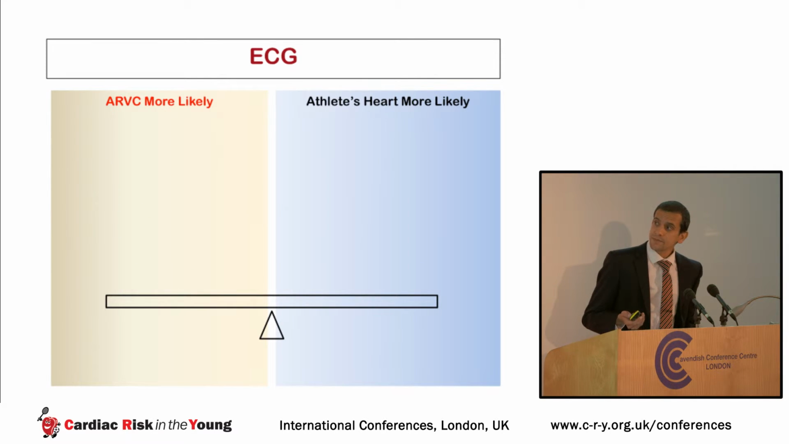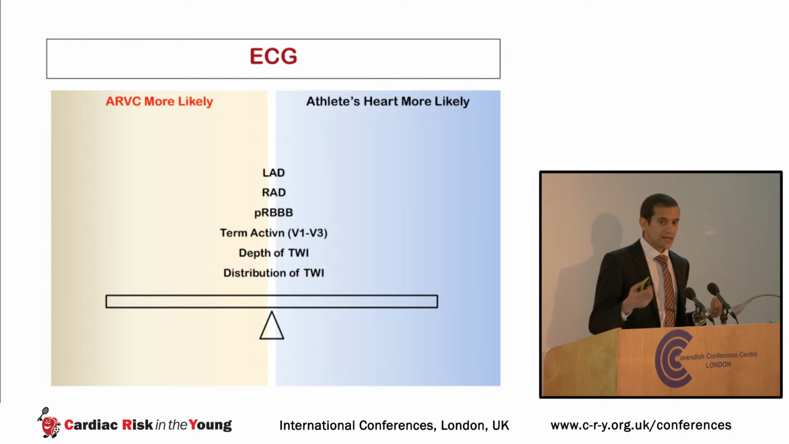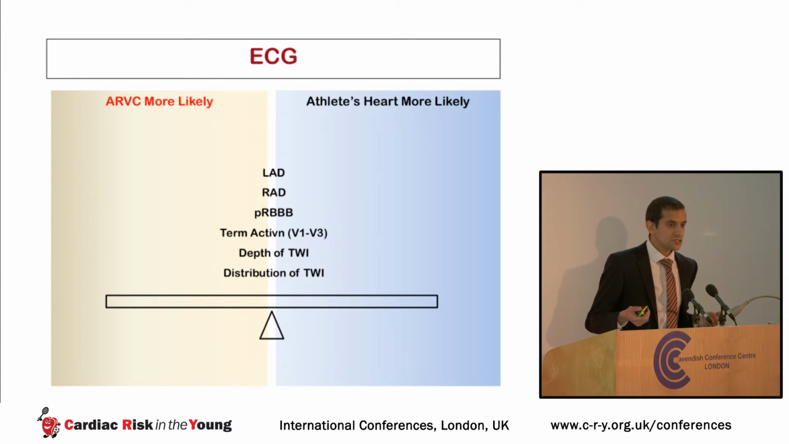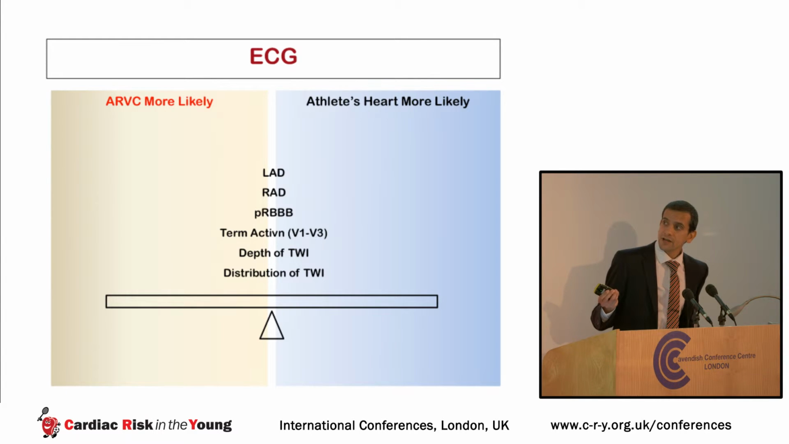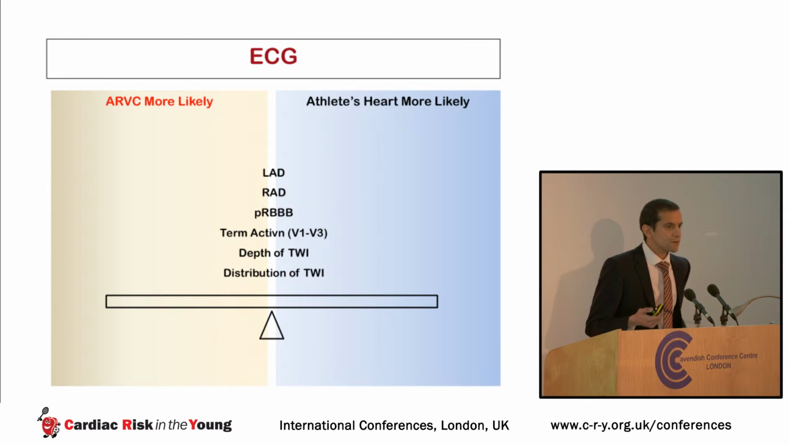On the ECG, we had a number of things that were non-specific. So axis deviation, be it left or right, was seen in athletes and patients with ARVC. Partial right bundle branch block, which is often quoted as a feature of ARVC, was seen very commonly in athletes as well. The terminal activation duration of the QRS complex, which is one of the minor task force criteria for ARVC, we see that in athletes as well.